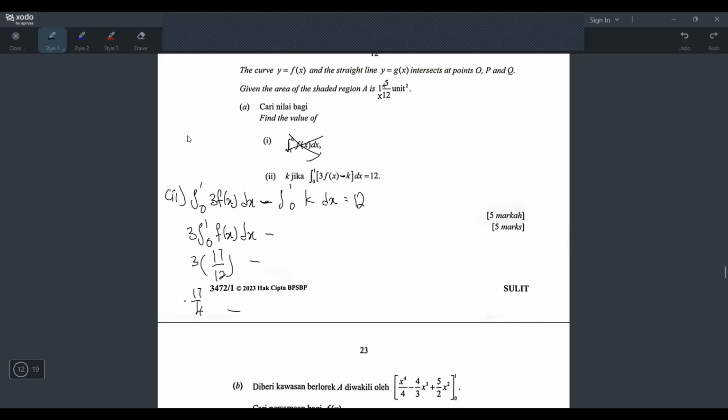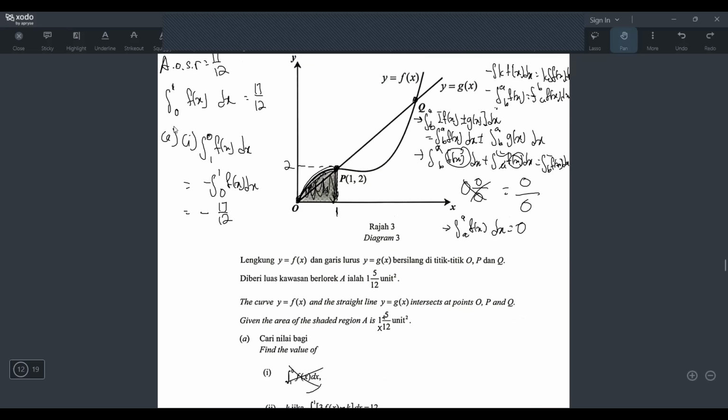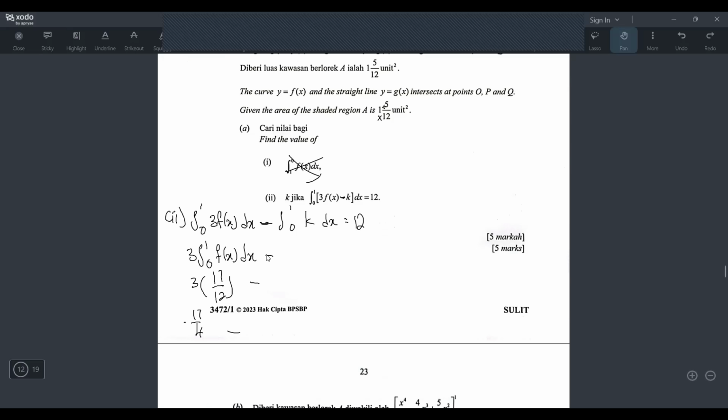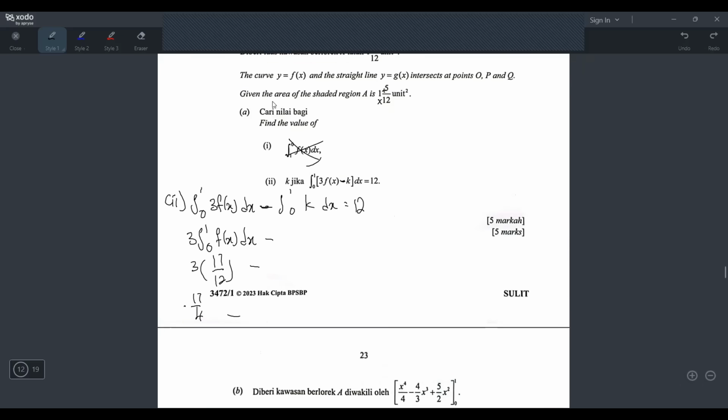This one, you will just integrate yourself, right? Because you only know the integrate 10 f(x) dx is 17 over 12. That is why this one you can substitute. But this one is integrate 10 k dx, and you can't use this information to help you. So you have to integrate yourself. How to integrate? Integrate k will be kx, and then top bracket 1, bottom 0, equals 12.